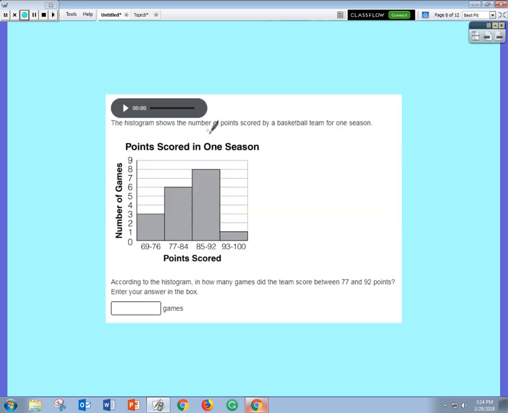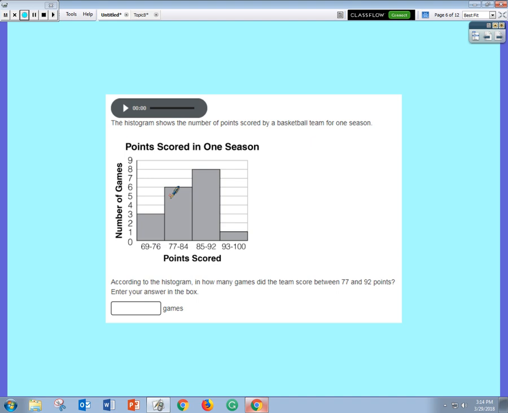The histogram shows the number of points scored by a basketball team for one season. Points scored in one season. I like that it has a title. We have number of games with a frequency. We have the intervals down here. Points scored. I can tell between 69 and 76, 3 games.